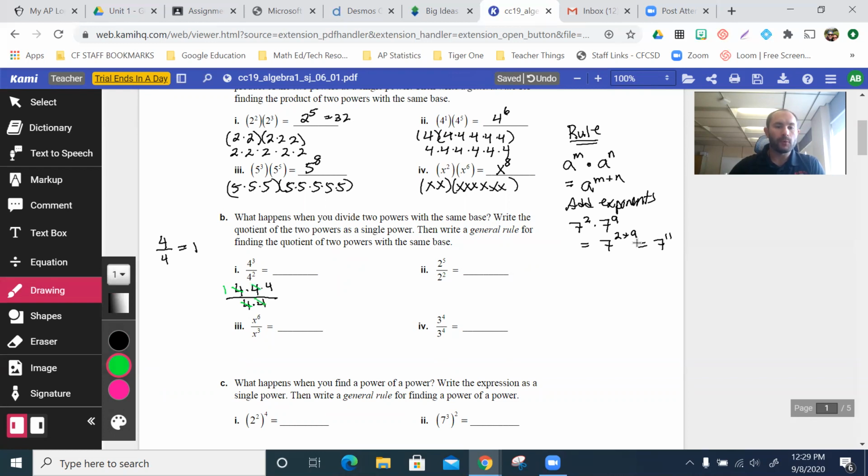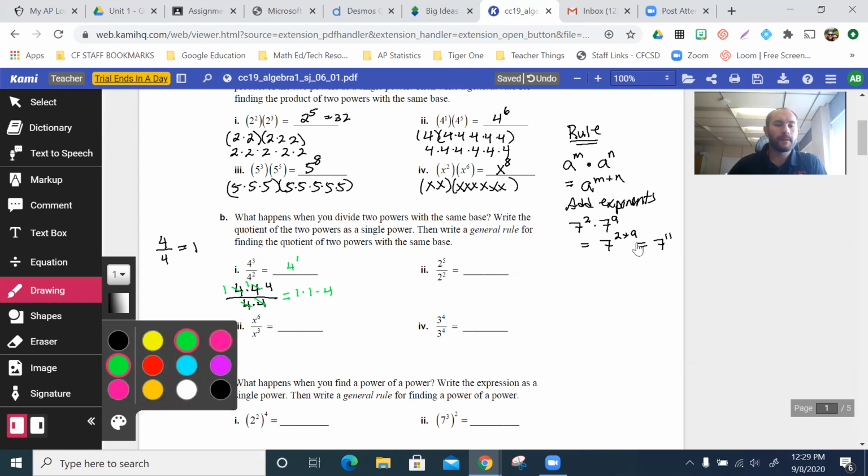4 divided by 4 is equal to 1. So this whole thing is equal to 1 times 1 times 4. Well, what is 1 times 1 times 4? 1 times 1 is 1. 1 times anything is itself. So this all works out to 4. And how many are there? There are 4 to the first power. There's only one 4 left.